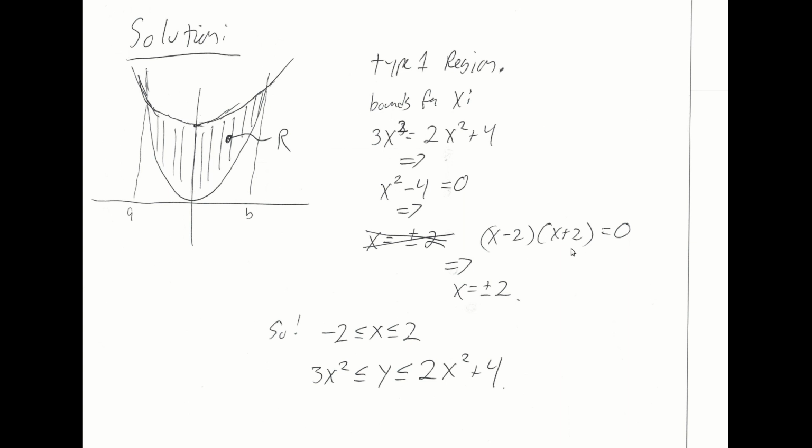You can double check by foiling, see that the inner and the outer products cancel. And this has solutions exactly -2, which will make this factor 0, and 2, which will make this factor 0. The only way to make the product 0 is if one of the factors is 0, and those occur for two specific values of x. So x is going from -2 to 2, that's my a and b, and for each of those x values, y will be going from the lower curve up to the upper curve.